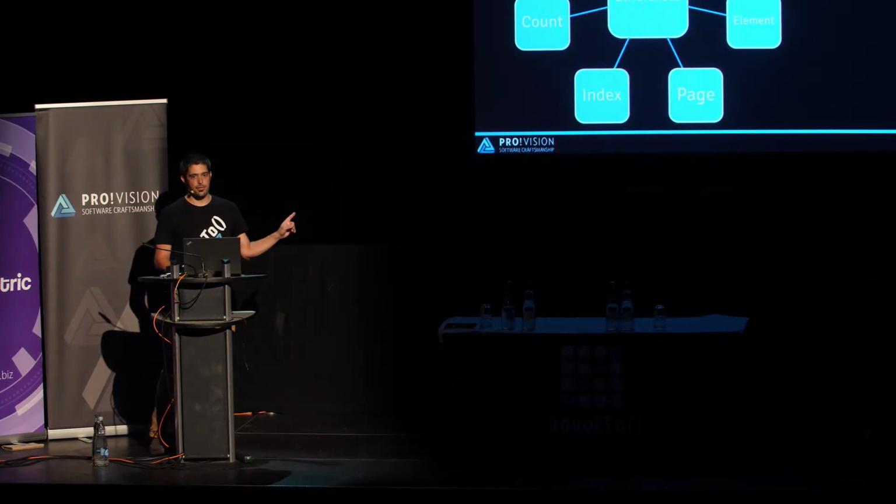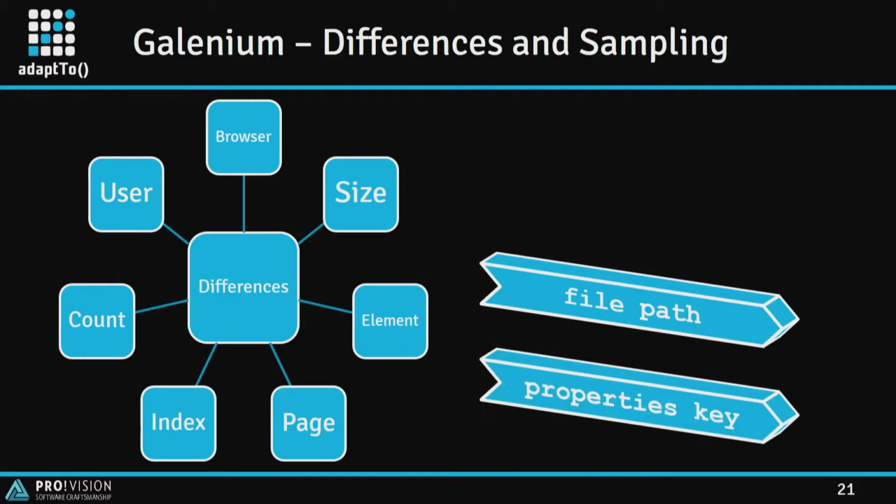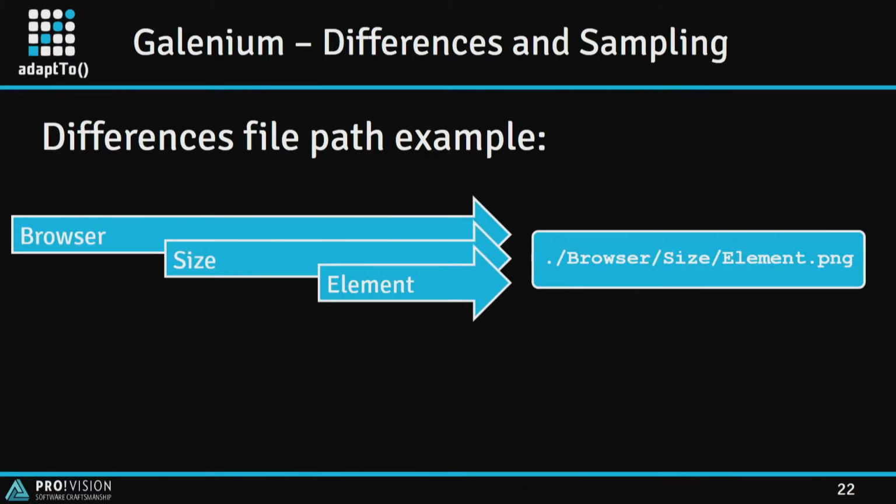So this is an actual Java object that you can feed, and you can export as a file path or as a properties key. This will be important later because we're going to use it to store and retrieve our samples. I will give one example of the file path.